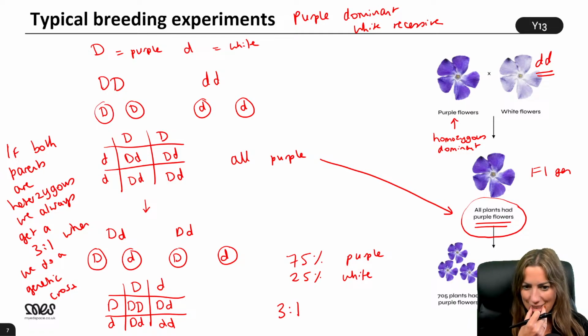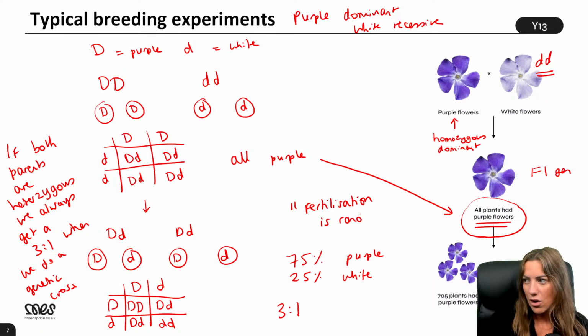Good, Aaliyah. Aaliyah says the gametes that fuse are random. Genetics is random. Chance, yes. The little phrase that we use, which you should try and remember, is fertilization is random.